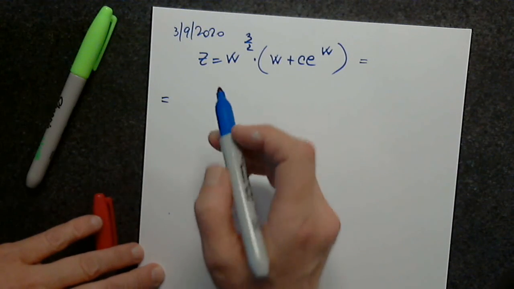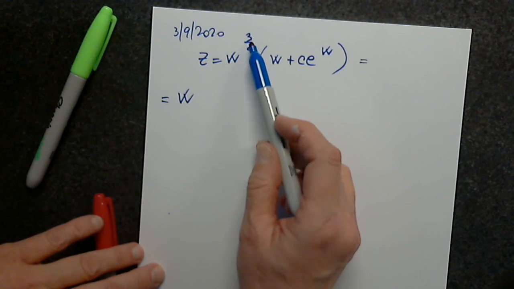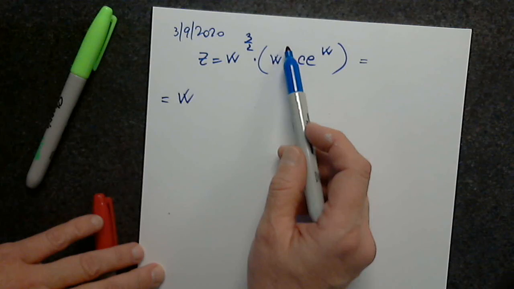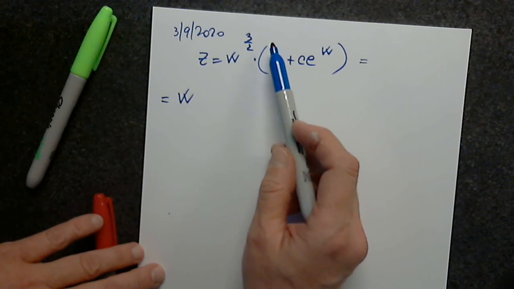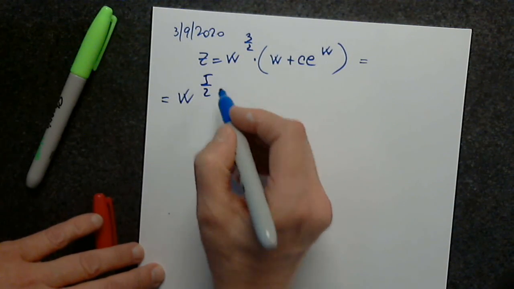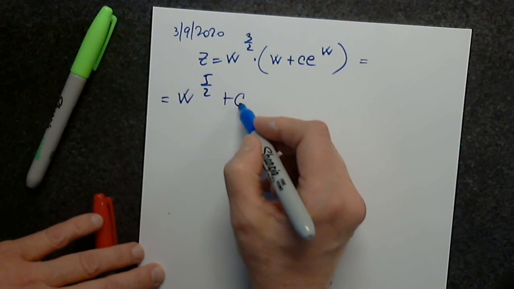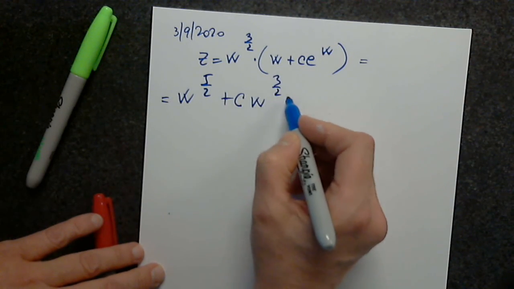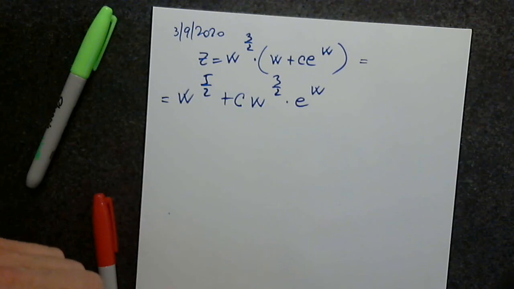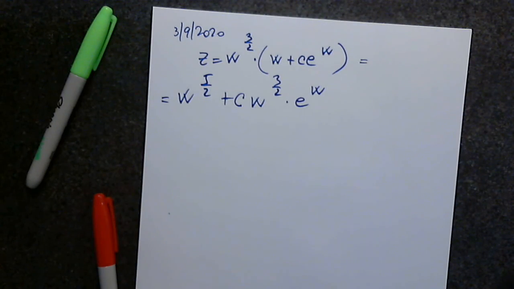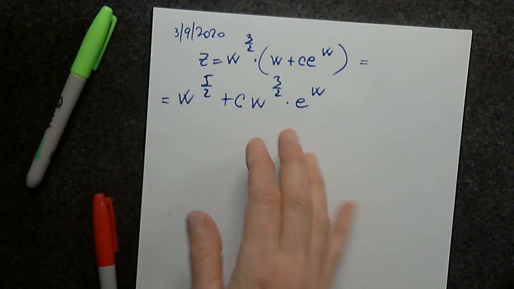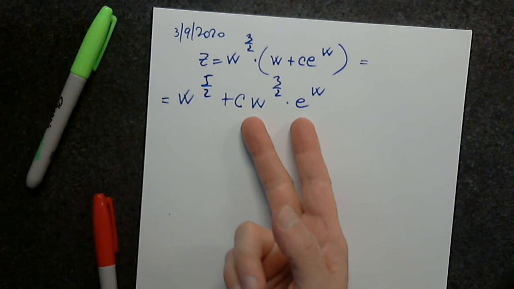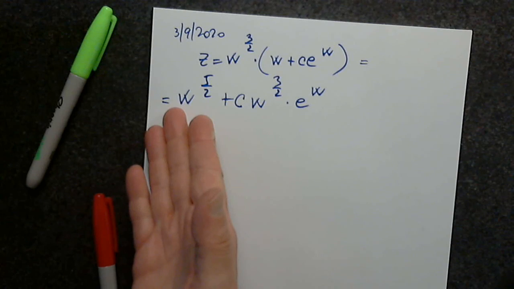I will distribute. So then I have w raised to 3 halves plus 1. 3 over 2 plus 2 over 2 is 5 over 2. And plus c, w to 3 halves times e to w. You can say, what have you accomplished here? You still have to use the product rule, yes, but it's only on these two and not on that.